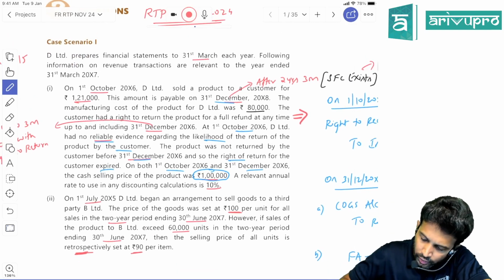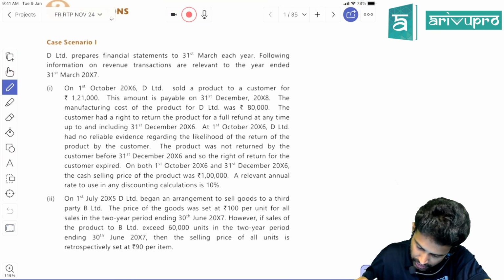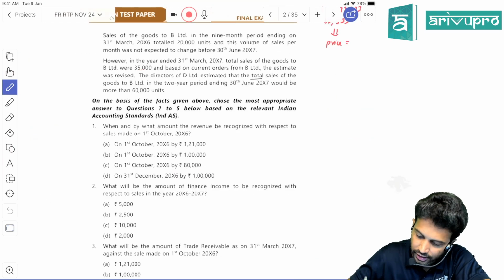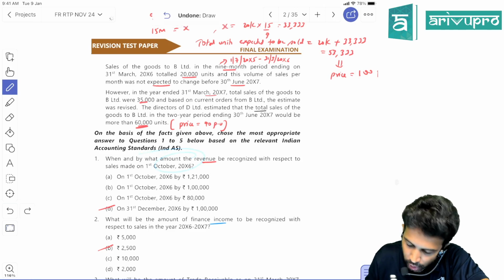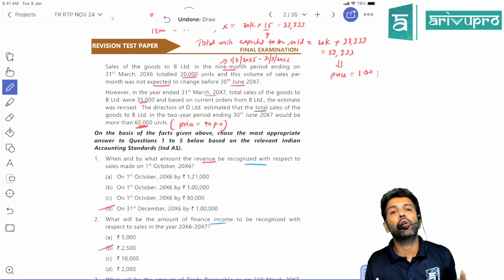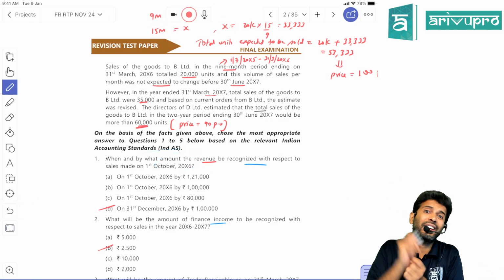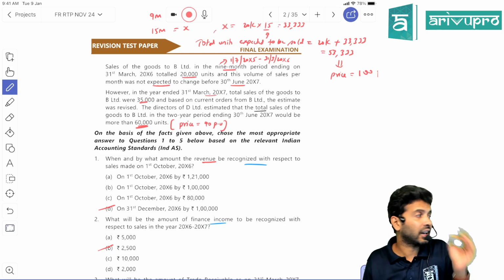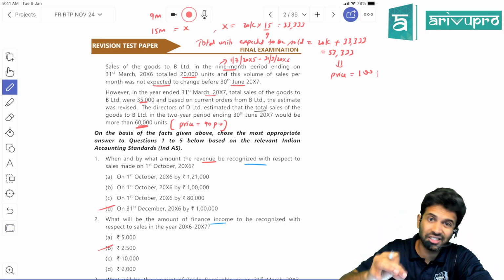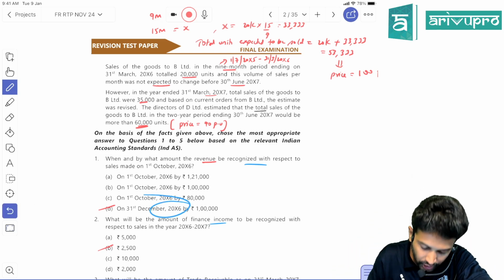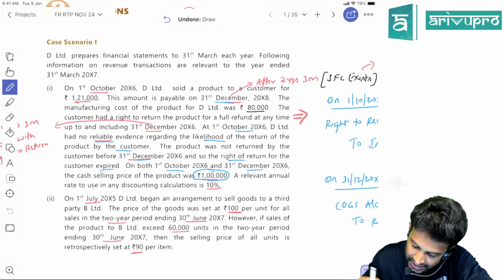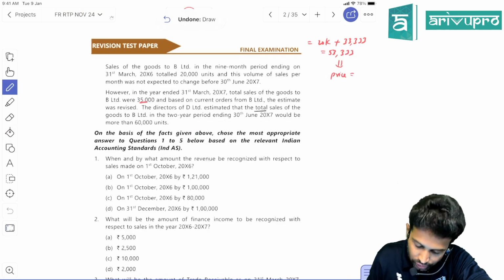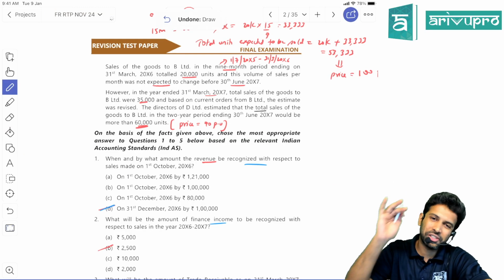Alright, now look at the first requirement. What are they asked? In fact, maybe I'll read this. Yeah, this is a separate case study, so we'll read this. When and by what amount is revenue to be recognized? So will revenue be booked only on 1st October? No, since you're not able to estimate, you will recognize the revenue only when that sale with the right to return option gets expired, which in this case is 31st December 20x6. Okay, and how much will you recognize the revenue for? At cash selling price. What is the cash selling price? 1 lakh. So D for Delhi is the right option in this particular case.